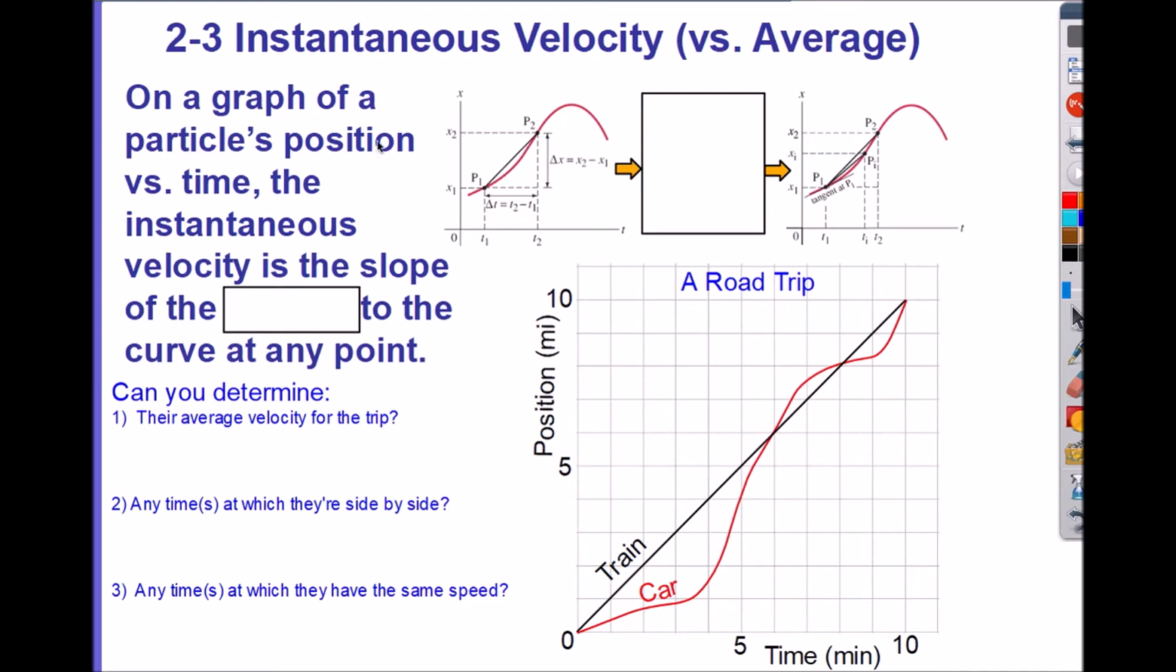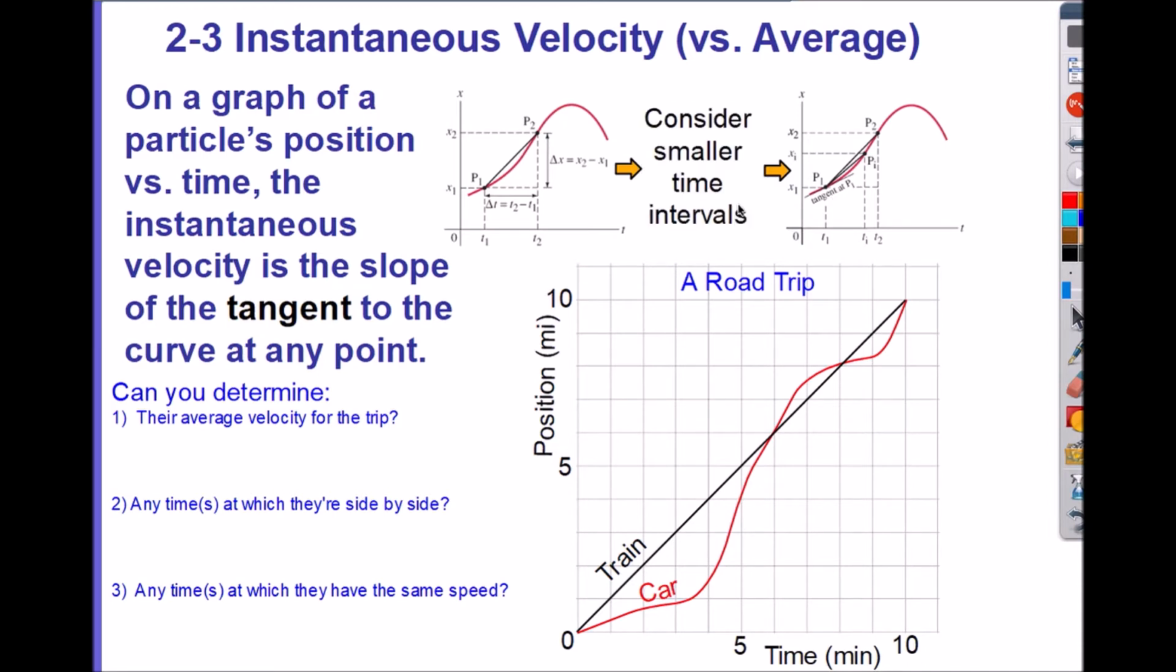So on a graph of the particle's position versus time, the instantaneous velocity is the slope of the tangent to the curve at any point. And the way to approach that is if I were to take smaller and smaller time intervals, instead of going all the way from T1 to T2, if I were to shrink that and make it a smaller time interval, I'm going to start getting a slope of a line connecting those 2 points that is actually closer to the slope of a line tangent to that red curve at that point.